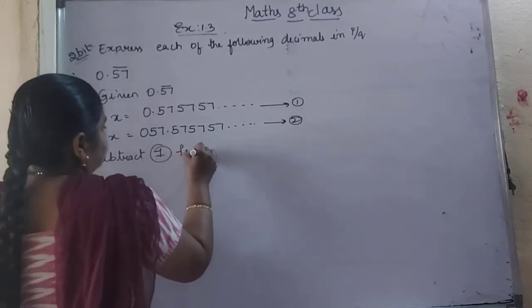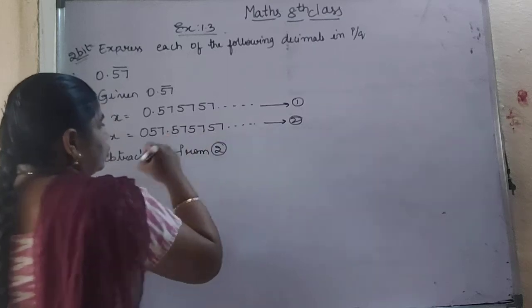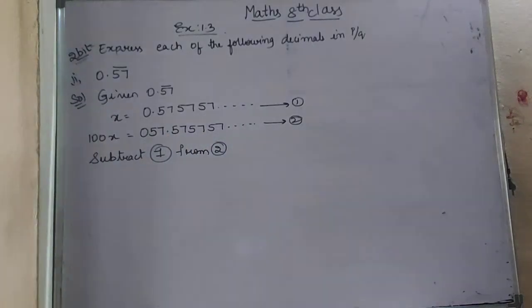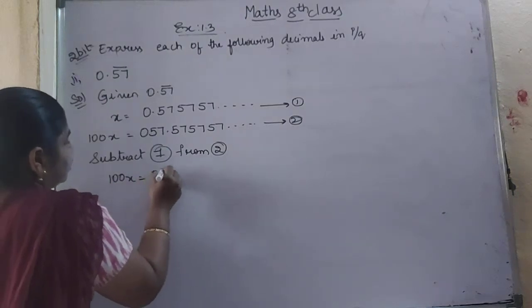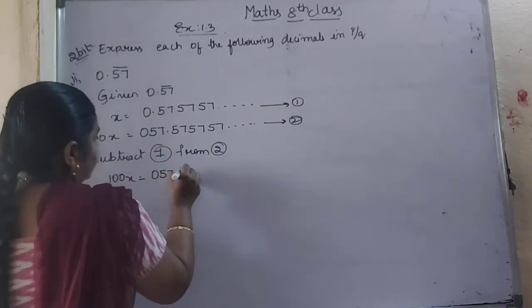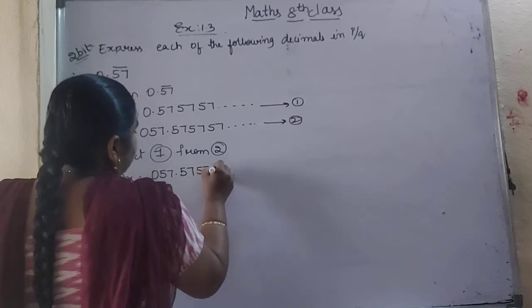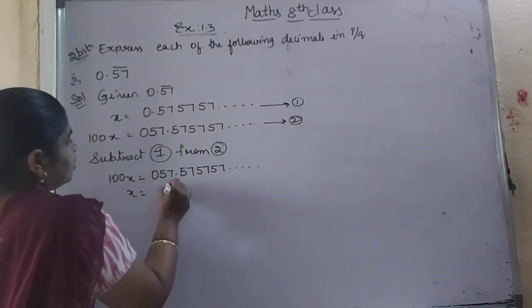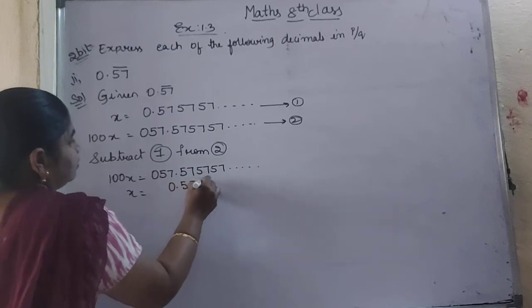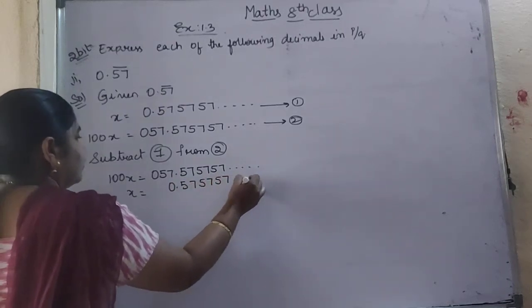Subtract 1 from 2. So we have to subtract 1 from 2. So what is the 2 here? 100x is equal to 57.5757, 57, 57 and so on. And the x value will be 0.57, 57, 57 and so on.